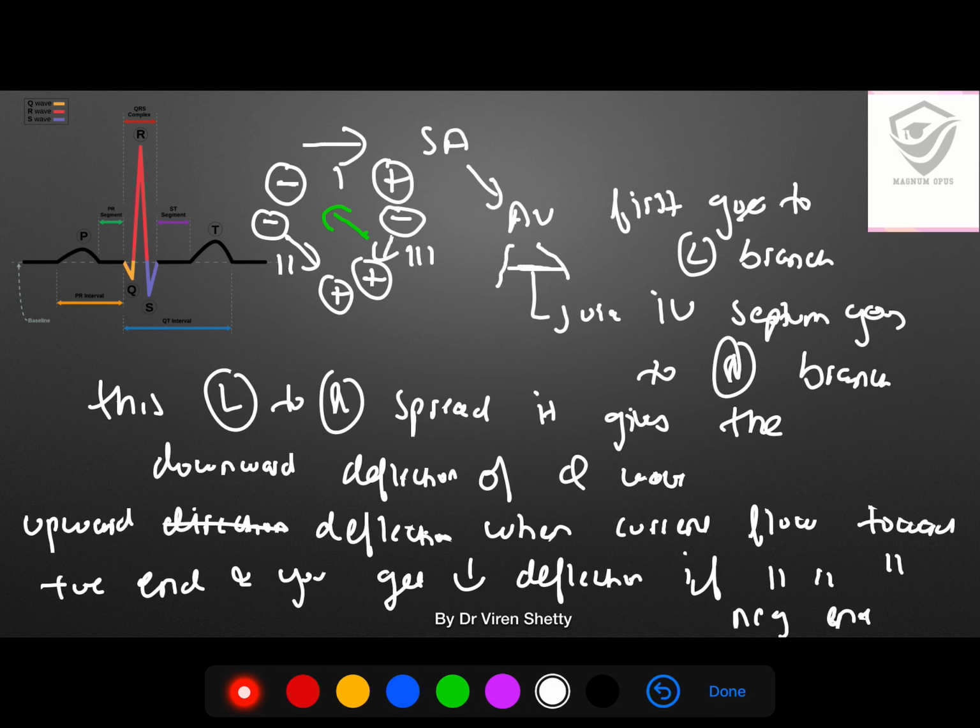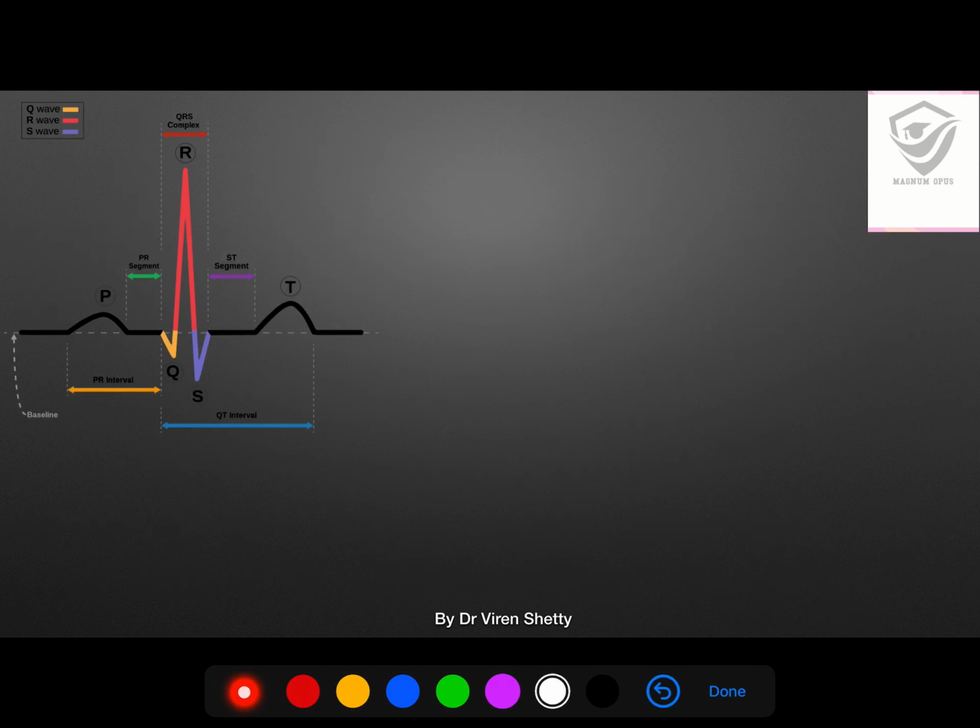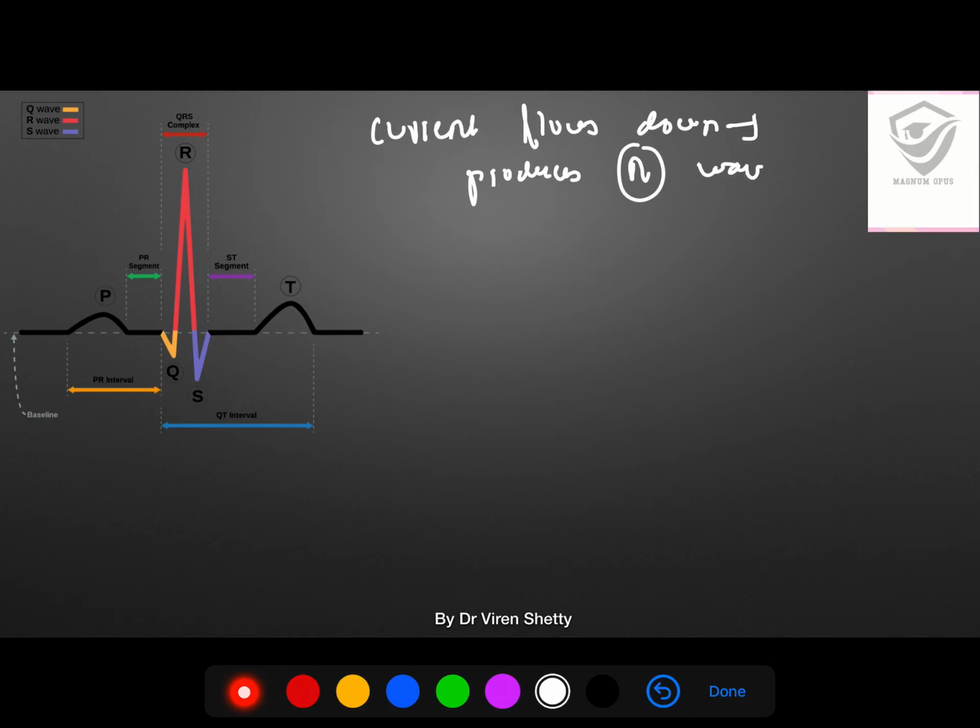After it goes from left to right, it again goes down. Think of this as the heart. Then it again goes in the down direction. So when it has gone left to right and is coming down, again it is towards positive, and that is why you get a positive R wave. So when the current flows down, it produces the R wave, right?